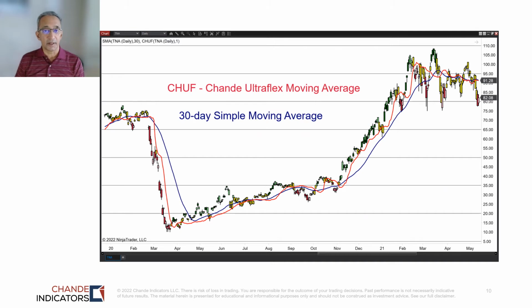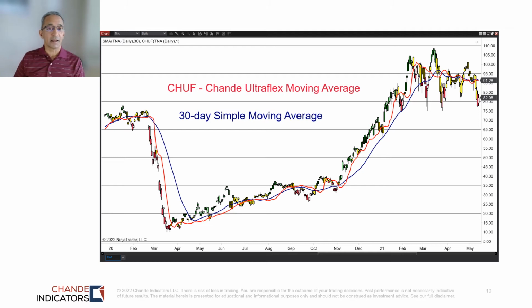So this chart compares a simple moving average to an adaptive moving average. The red line is what I call the Chande Ultraflex Moving Average because it automatically adapts to market data using volatility on two dimensions: its length, which can vary from between 5 and 30 days, and its offset, which can vary from 0 to 5 days.